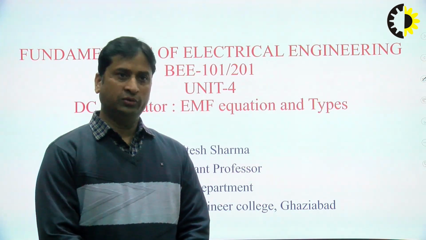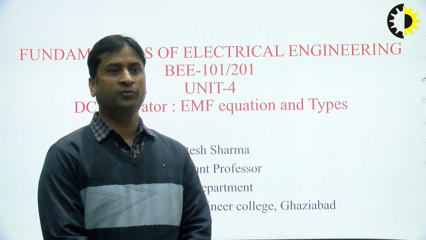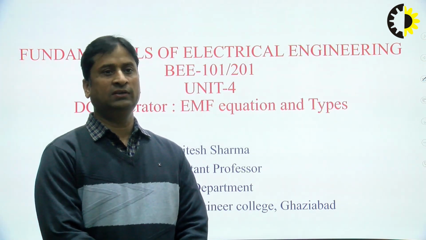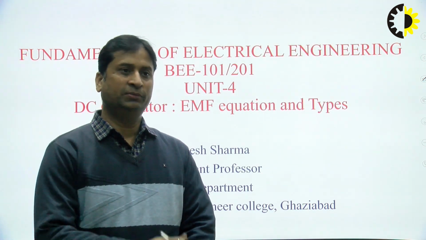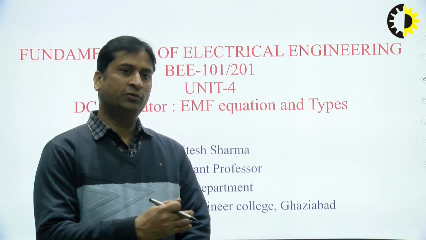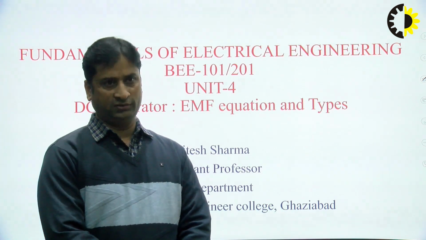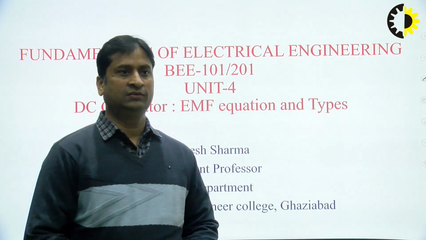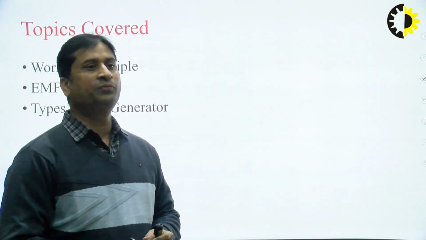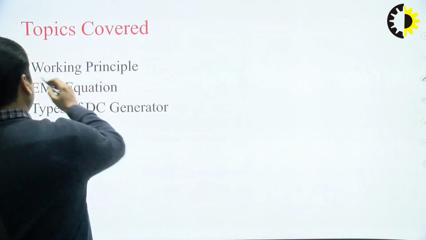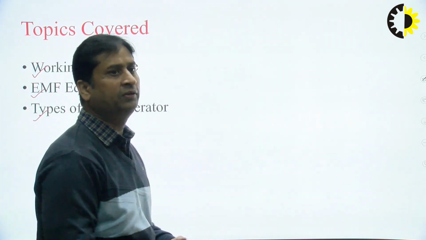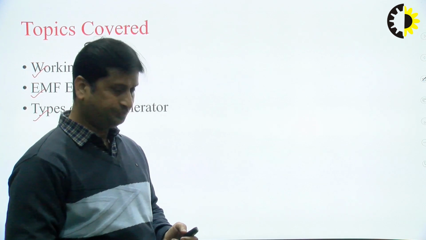Today I am going to take the topic of unit number 4, the DC machine. In DC machine, I'm going to discuss the working principle of DC generator, the EMF equation, and the types of generator. So let's start with the first. These are the topics which I just told you: the working principle of the DC generator, then EMF equation, and then, if the time permits, we will discuss the types of DC generator.